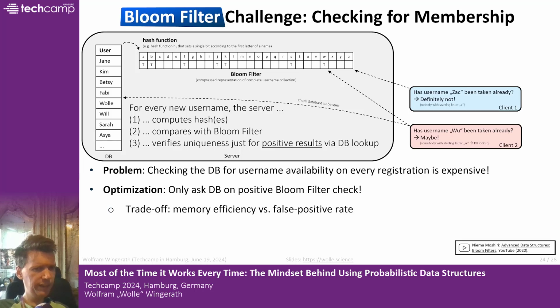The trade-off here would be that you have memory efficiency, because it's obviously a very compressed data structure here, and on the other side, you get false positives, because in this example, you see that you can't really distinguish between Will and Wolle and Wu. So if the Bloom filter says, yeah, Wu, your hash is in the Bloom filter, it doesn't mean that Wu is in the username set. It just means that there might be somebody like this, and it's a hash collision. And to avoid this and make the possibility of hash collisions smaller, you actually have to increase the number of bits and hash functions.